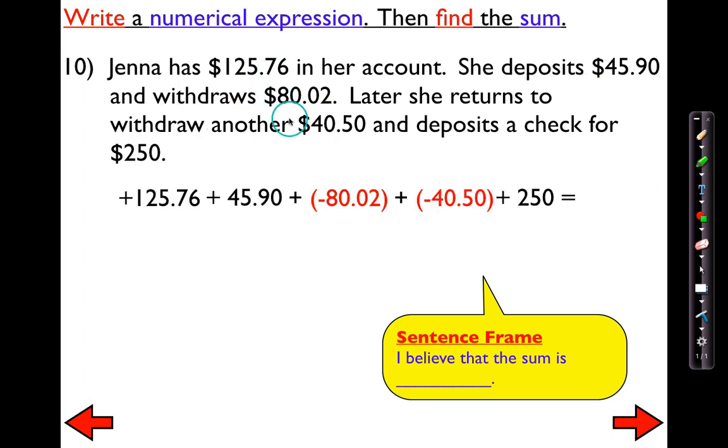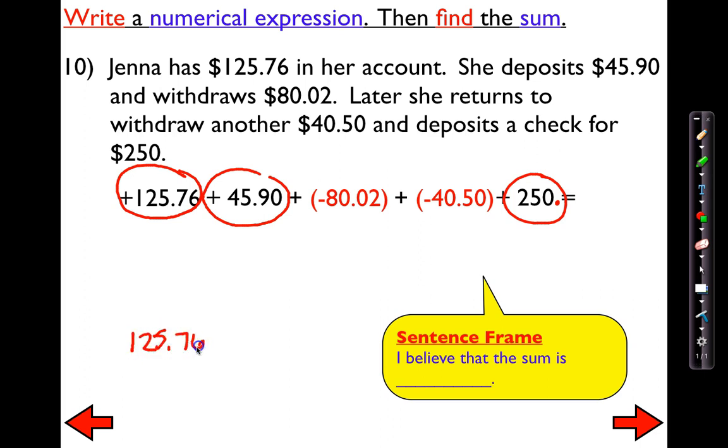So, pretend we wrote it out like this. What should I do first? Just like before, I'm going to go ahead and combine all the positives together and all the negatives together so I can compare. So first, combining positives, we're going to combine these three numbers here. Oh wait, 250 doesn't have a decimal, so where does it belong? It belongs at the end, the same way a period belongs at the end of a sentence. So we're going to go ahead and combine all the positives together. We have 125 and 76 hundredths, 45 and 90 hundredths, and then we have 250.